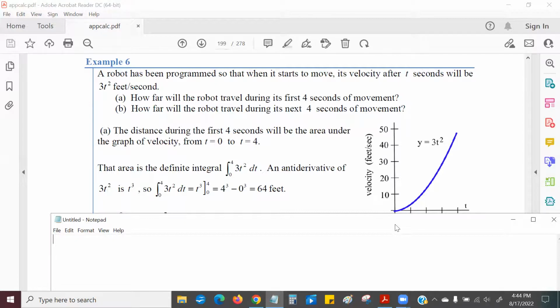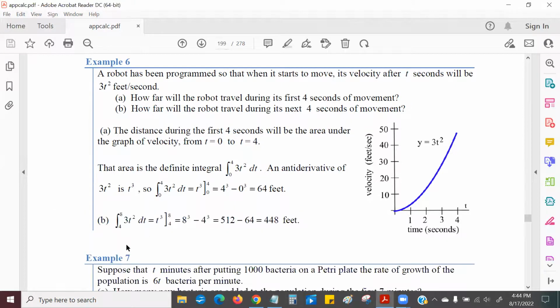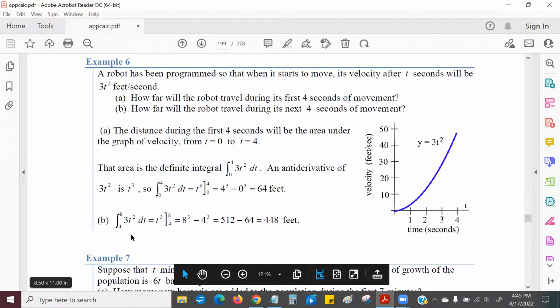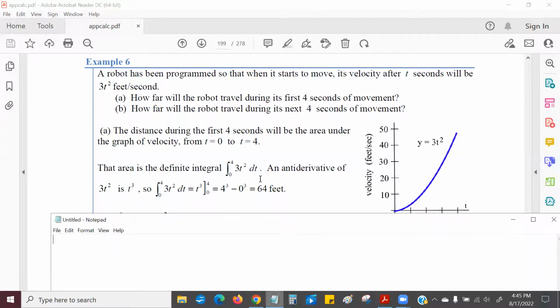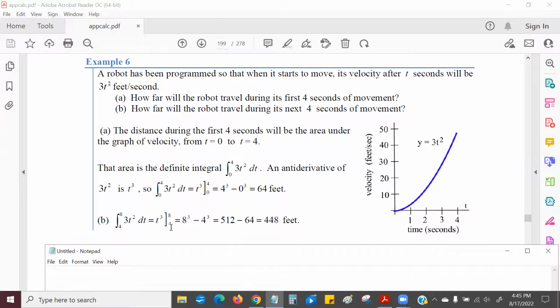The next part is how far is it going to go during the next 4 seconds? Well, guess what? We're just going to do the same exact integral, only we're going to change the limits of integration. Instead of going from 0 to 4, we're going to go from 4 to 8. So again, I get the same t to the third power, between 4 and 8. So it's 8 to the third minus 4 to the third, which is 512 minus 64, which is 448 feet. And that is how we do that.